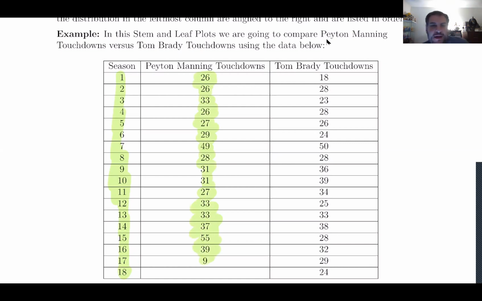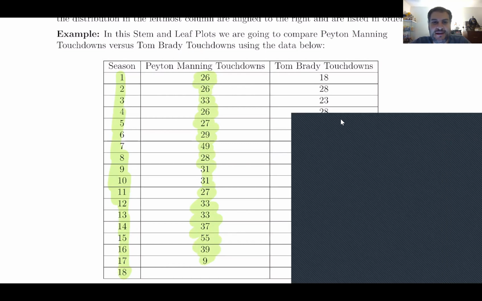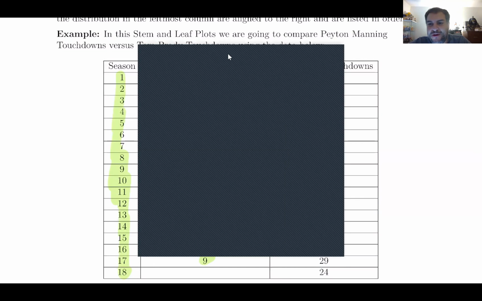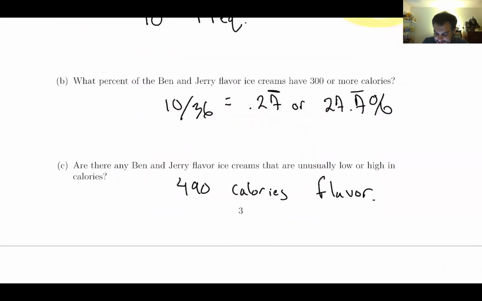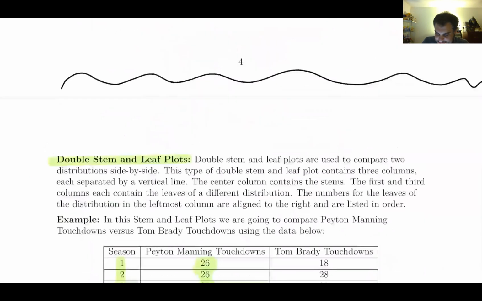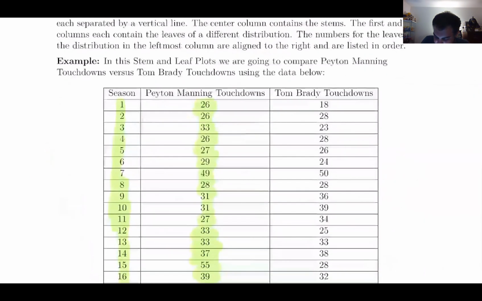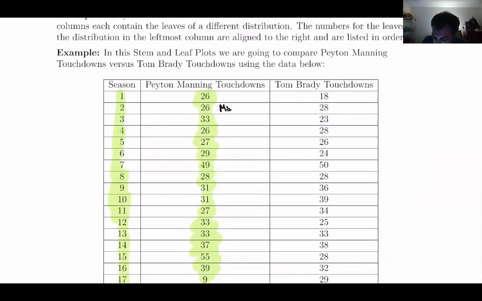So for Peyton Manning, what's the lowest amount of touchdowns that he threw? If you want, you can either shout it out or put it in the chat. Cool. All right, so we got 9. So we'll say the minimum was 9.